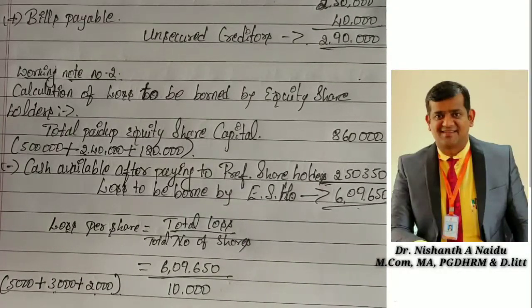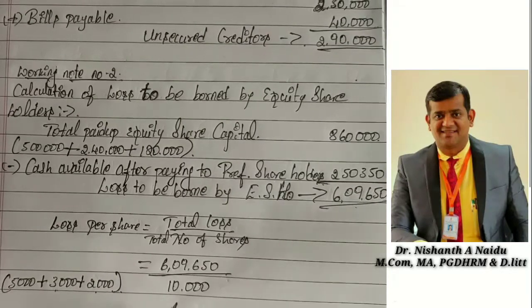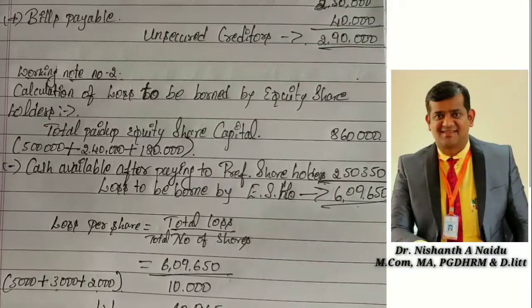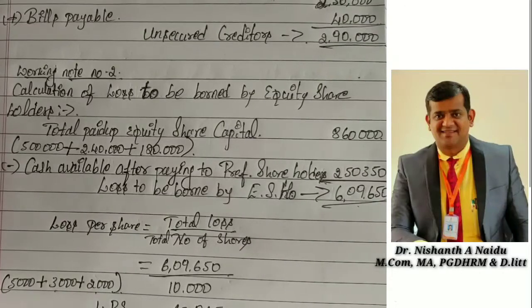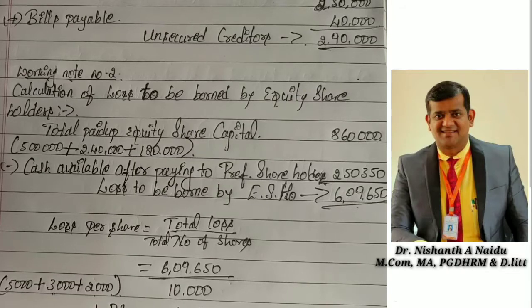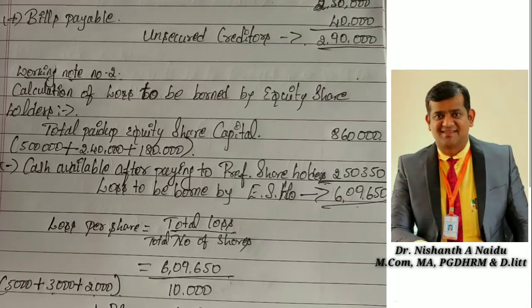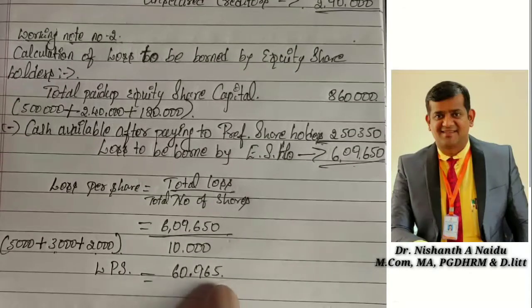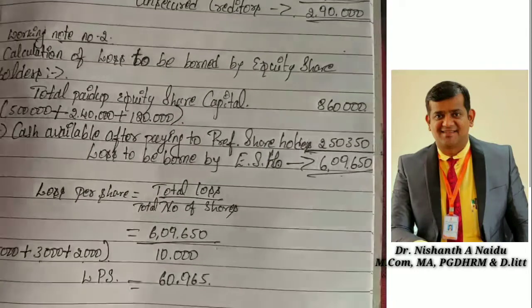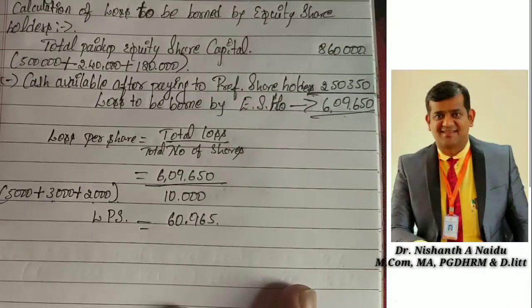So now 6,09,650 divided by 10,000, that is 60.965. 60.965 is the loss per share, that is 60 rupees 965 paise. Okay. So now if the shareholders have paid more than 60 rupees 965 paise, they will receive. If a shareholder pays less than 60 rupees 965 paise, they will bring in the cash to the company for the purpose of liquidation. Okay.